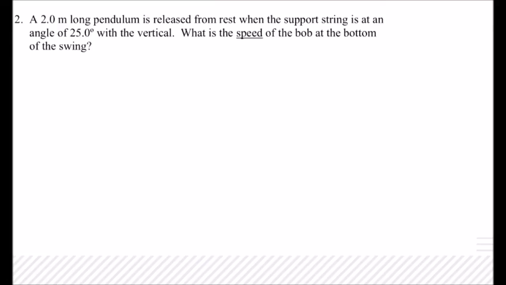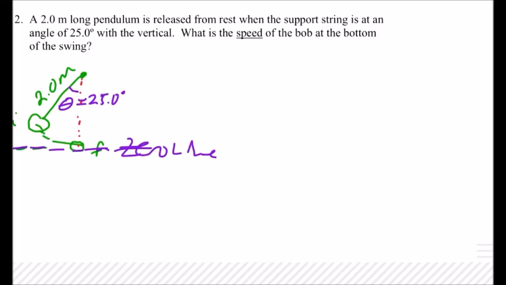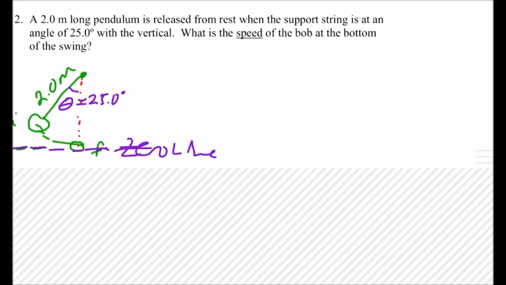A 2-meter long pendulum is released from rest when the support string is at an angle of 25 degrees with the vertical. What is the speed of the bob at the bottom of the swing? Okay, so here's our picture, and this is an energy problem, so we're going to use the conservation of energy equation. So that's going to be our ME initial equals ME final.